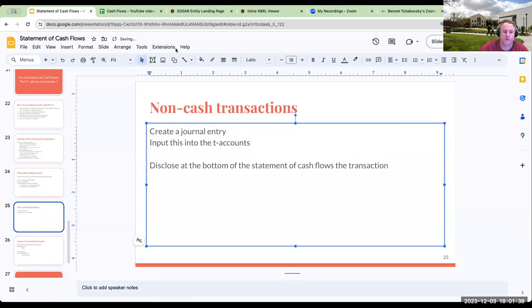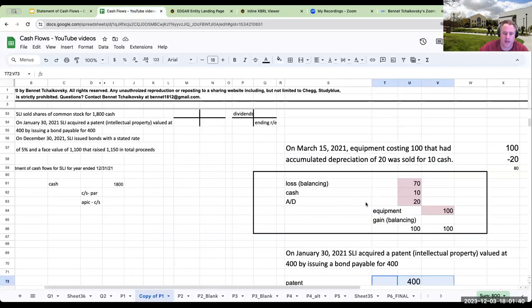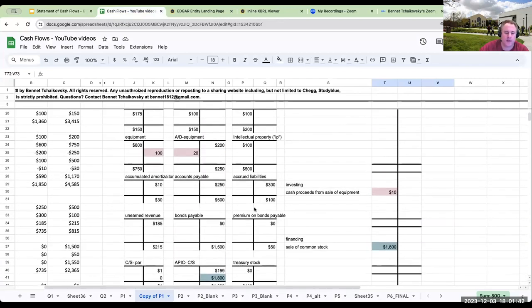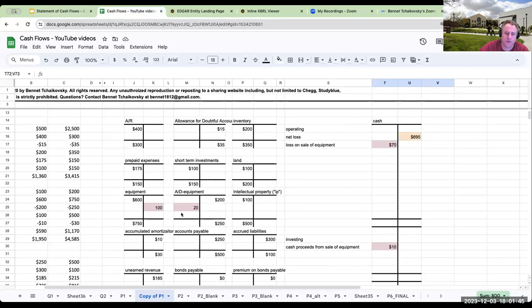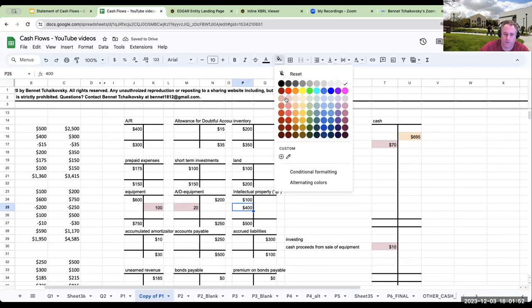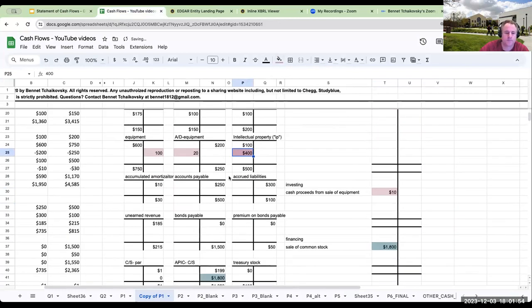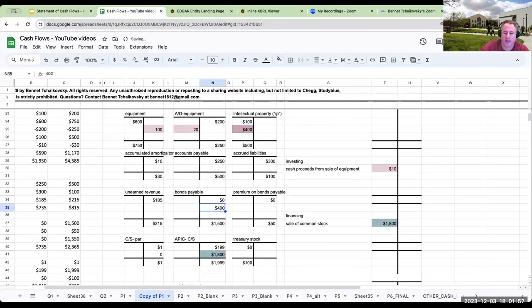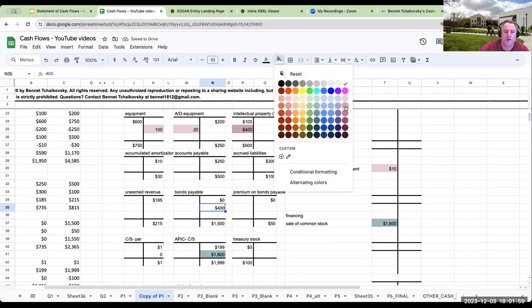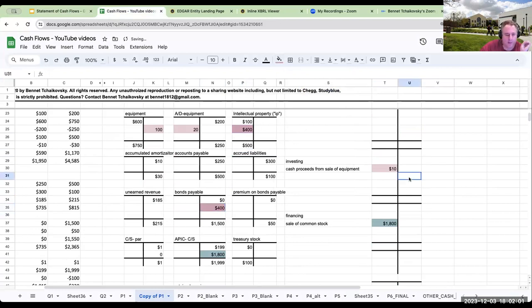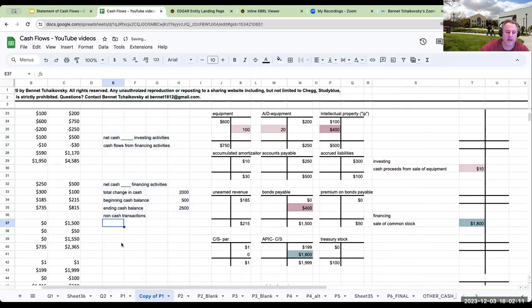So let's go through and do this for this non-cash transaction. I'm going to come over here to patent, or intellectual property, same thing. I'm going to debit this for $400. I'm going to credit bonds payable for $400. Note though, this is not a purchase of intellectual property. This is not the issuance of a bond, right? Why not? Because this is a non-cash transaction.